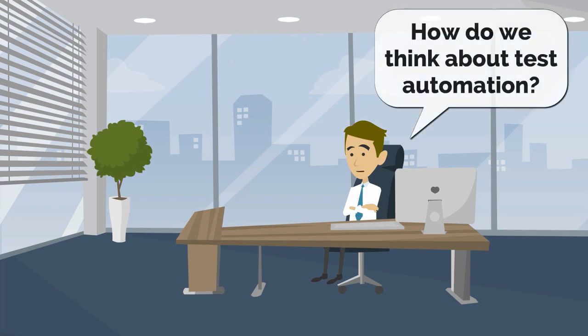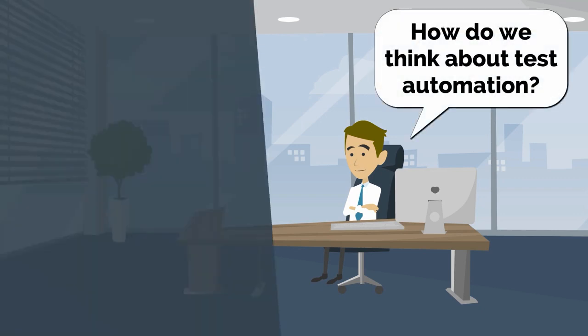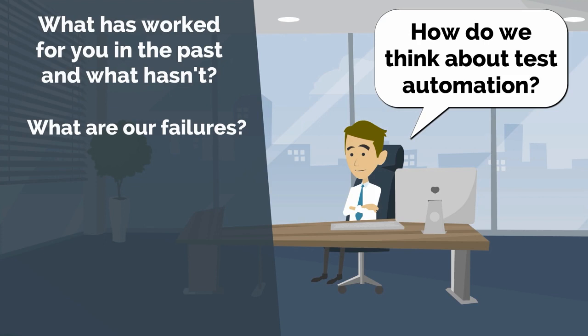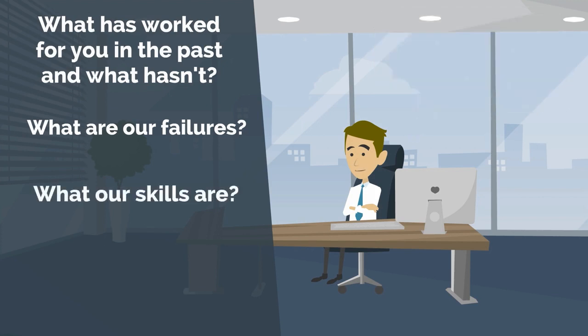I want to look at what drives how we think about test automation. First, our personal situation. What has worked in the past and also what hasn't. Maybe we were very successful with a specific tool or approach, or automating a specific type of testing. On the flip side, maybe we're involved in a failure and for the same reasons we're now averse to a specific approach. What our skills are. Maybe with a specific tool, we know a tool inside out, or maybe we have a deep development background with a particular language.